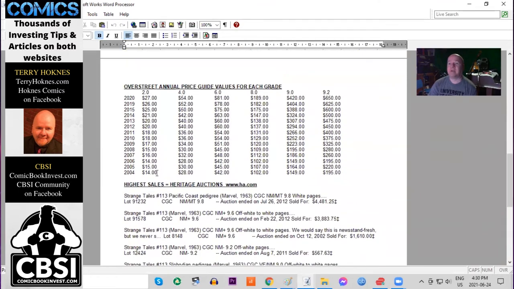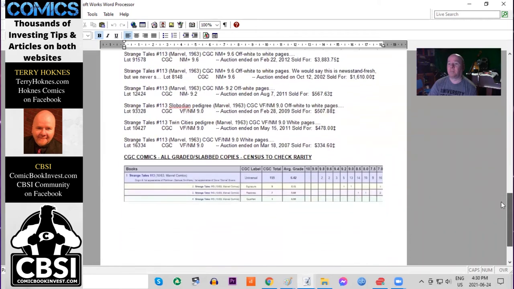Overstreet Price Guide. The book has doubled in lower grades and has more than tripled in high grades, but still is a very cheap book overall. On the census, there is 2 9.8s, 2 9.6s. None of the UK price variants have been graded at all.